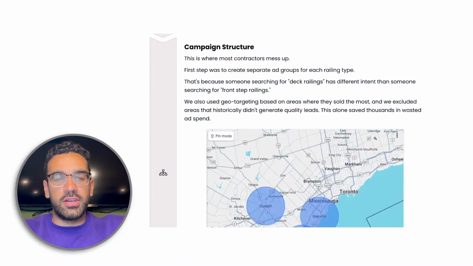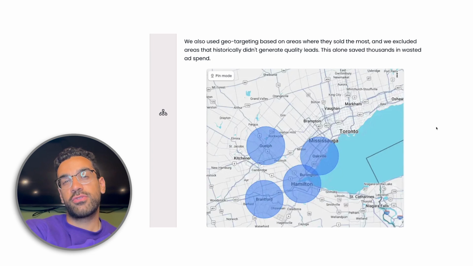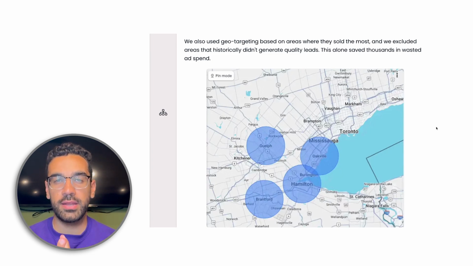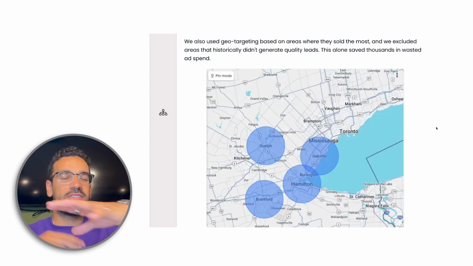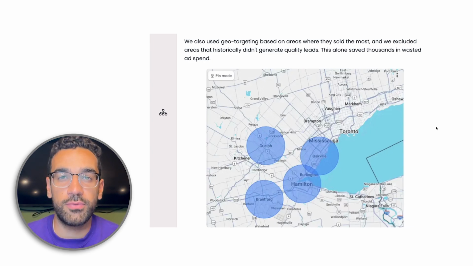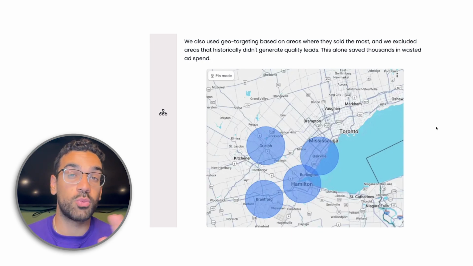So we separated these because usually someone searching for deck railings has a different intent than someone searching for front step railings. So that means we were also able to show them different copy and different landing pages depending on what they're looking for. We also use geo-targeting based on areas where they sold to in the past. So they had data of who their biggest clients were and where they were located. And then we were able to use that in our Google ad campaign to make sure that we're not wasting money showing ads to people that are probably not qualified or in the areas that they're really looking for. This alone has probably saved them thousands of dollars in otherwise wasted ad spend.